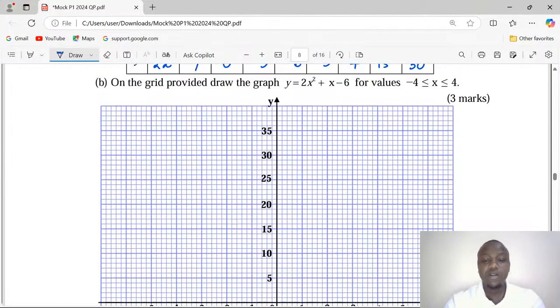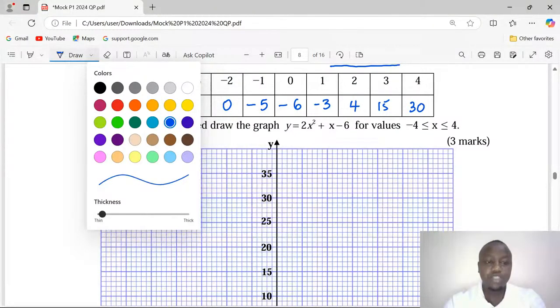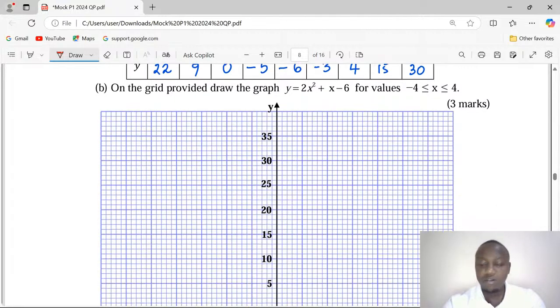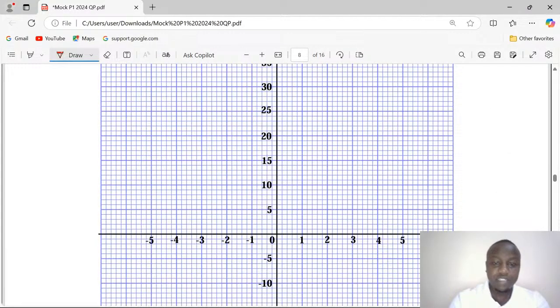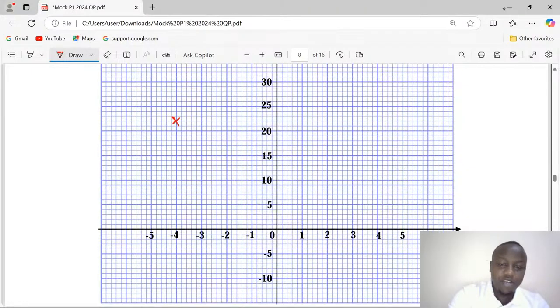So we're going to plot the coordinates. Because the grid is blue, let me change my plotting color to red. So the first coordinate is -4, 22. -4 plotted against 22. So 22 shall be found here, after 20, 2 units. Then we go to the next, which is -3, 9. -3 goes with 9, so 9 is slightly below 10.